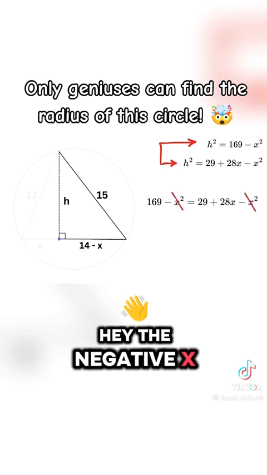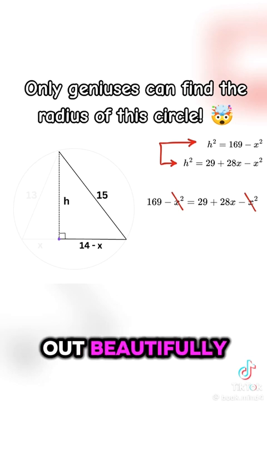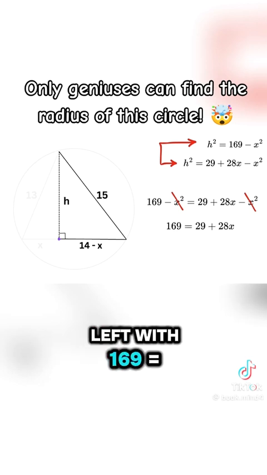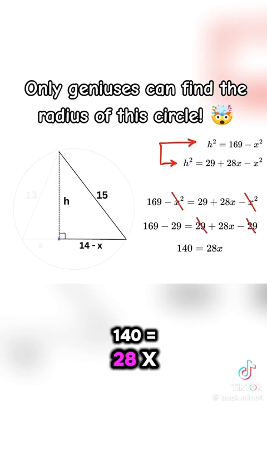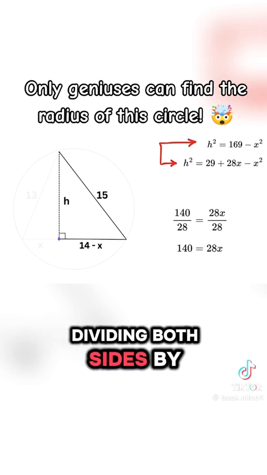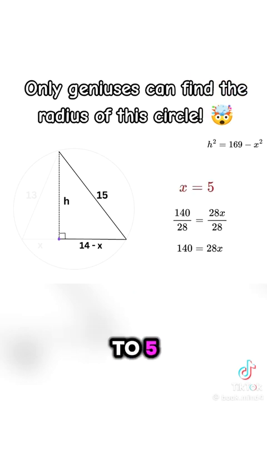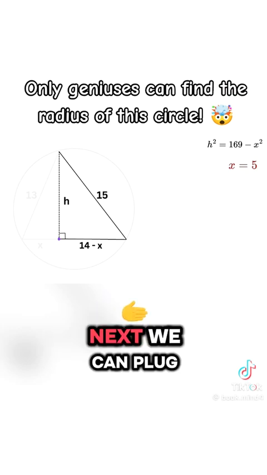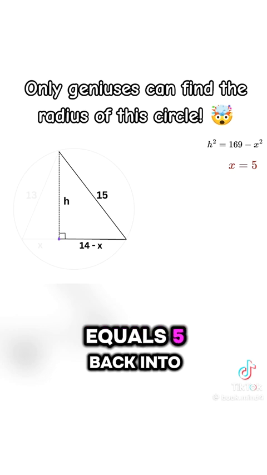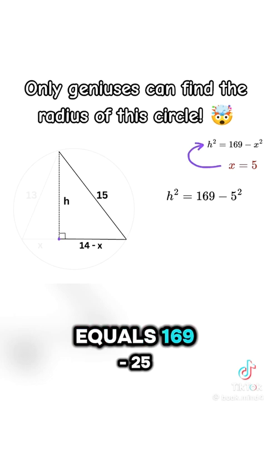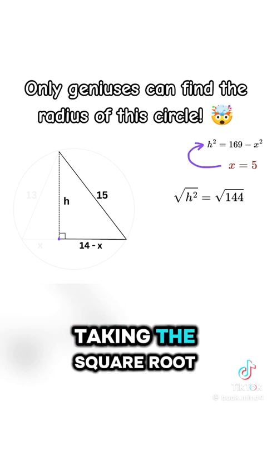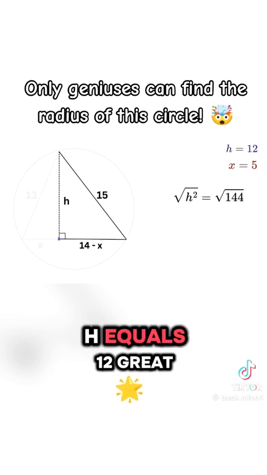Hey, the negative x square on both sides cancels out beautifully. So now we are left with 169 equals 29 plus 28x. Subtract 29 from both sides, and we get 140 equals 28x. Dividing both sides by 28 gives x equal to 5. Wow, awesome! Next, we can plug this value of x equals 5 back into this equation to find h. We get h square equals 169 minus 25. That gives us 144. Taking the square root of both sides gives h equals 12.